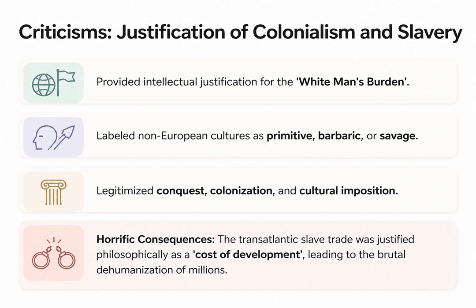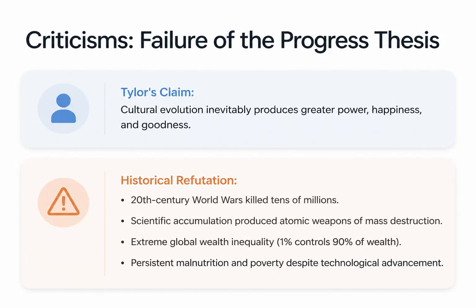Enslaved Africans were packed into ships in spaces so small they couldn't sit up, and were sometimes thrown overboard to save wine cargo. This grotesque dehumanization was philosophically legitimized by evolutionary theories that classified them as less culturally developed and therefore less fully human. Furthermore, Tylor's assertion that cultural evolution inevitably produces greater happiness and goodness was devastated by history.